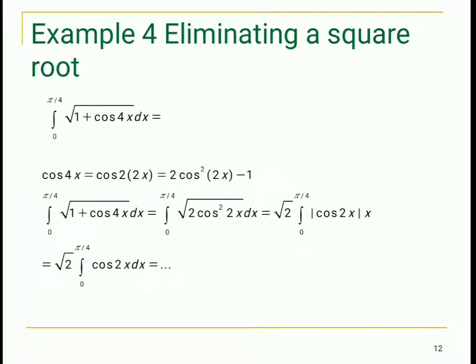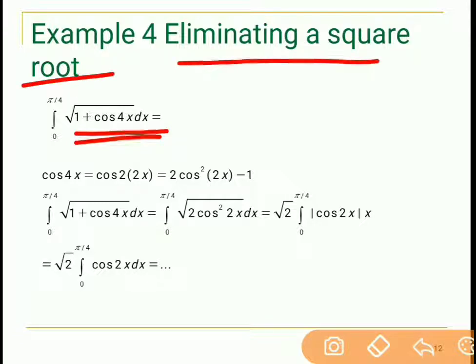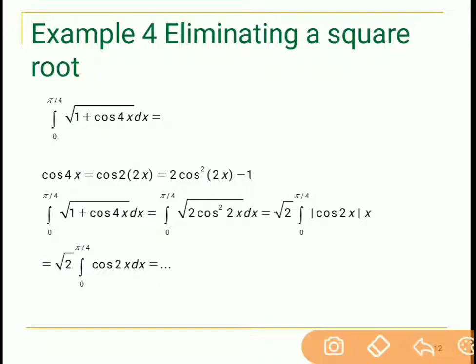Next, find the integration of under root 1 plus cos 4x into dx. In such a case, we need to simplify this function. To simplify the function, the best way is to eliminate the square root. Now to eliminate the square root, we can use the formula of cos 4x.